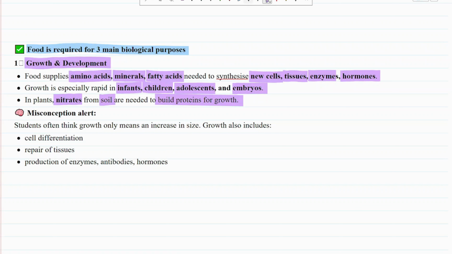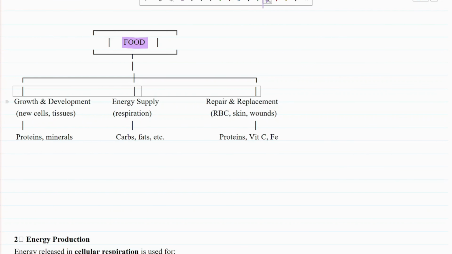So here are some misconceptions. Let's see. Students often think growth only means an increase in size, but in fact, growth is cell differentiation. Growth is repair of your broken tissues, and growth is the production of enzymes, antibodies, and hormones. So you can say growth never stops. Even if apparently your body is not showing any kind of growth, internally it is growing continuously. It's a continuous, unending process that happens till the death of a living organism, even in plants and in animals and in humans.